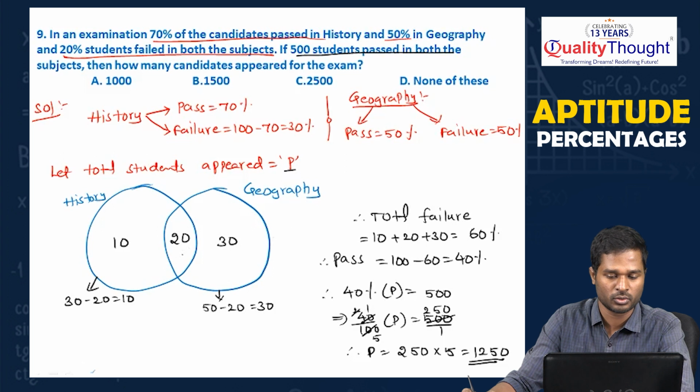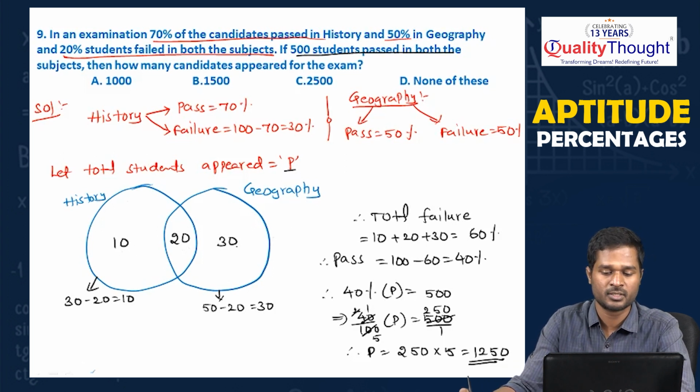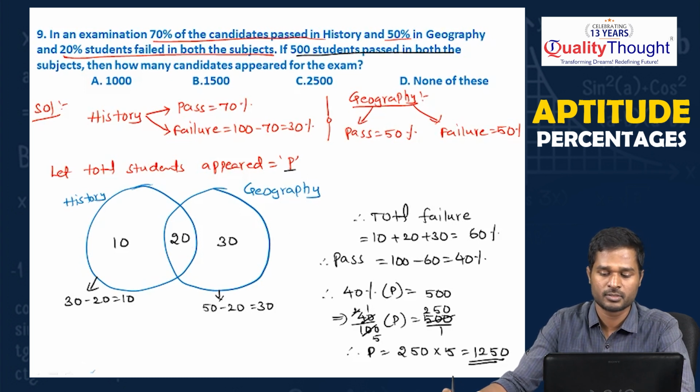So, this is the total failure percentage. 10% failed in history, 30 percentage failed in geography and 20 percentage failed in common. So, 20 plus 10 plus 30, that is 60 percentage is the failure percentage. Now, the pass percentage is 100 minus 60, that is 40 percentage. So, 40 percentage of total people are passed. So, 40 percentage of P is 500 students are passed.